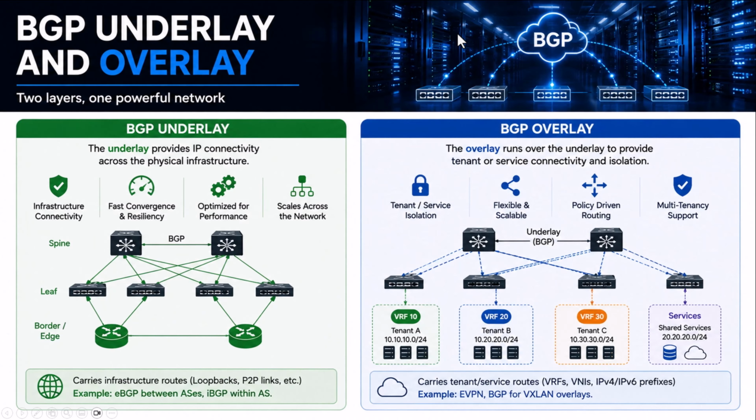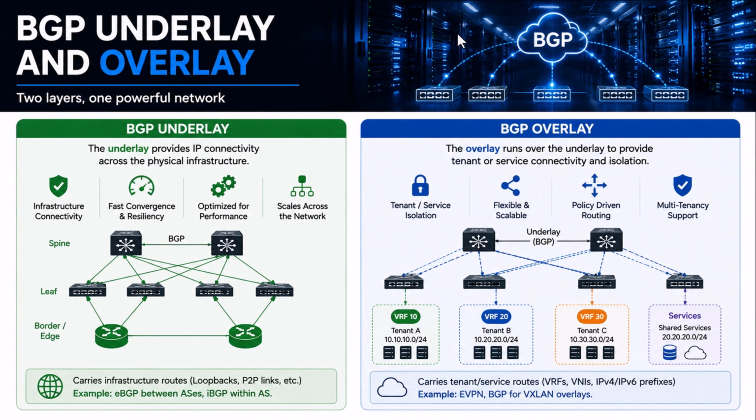Now let's talk about two words you hear very often in data center networking: underlay and overlay. The underlay is the physical IP network. Think about the actual routed links between leaf switches and spine switches. Its main job is simple: provide reliable IP connectivity between devices. The underlay does not need to know everything about applications or tenants. It just needs to make sure that one network device can reach another.